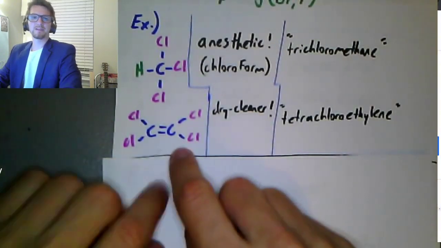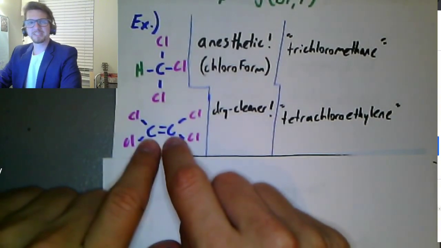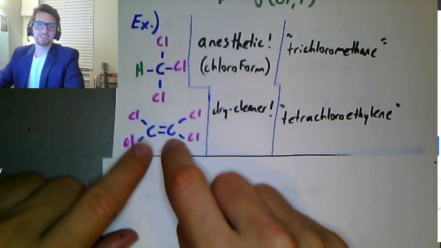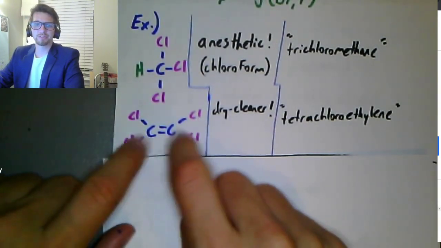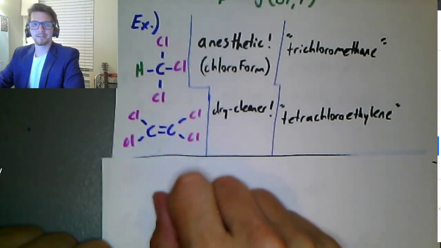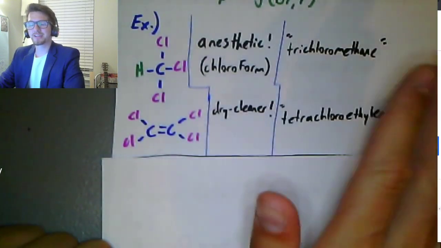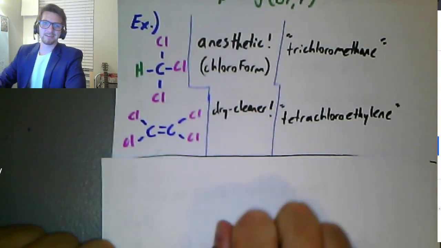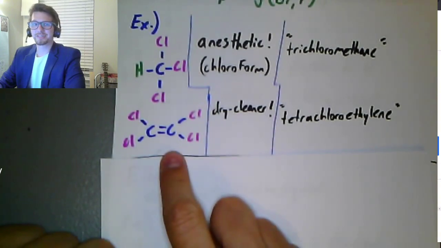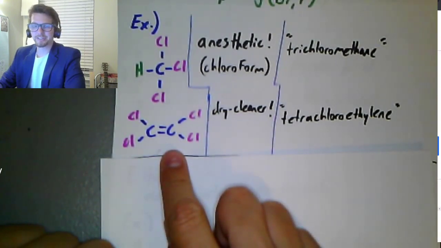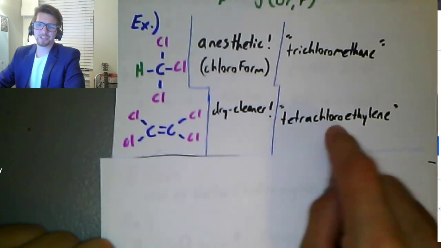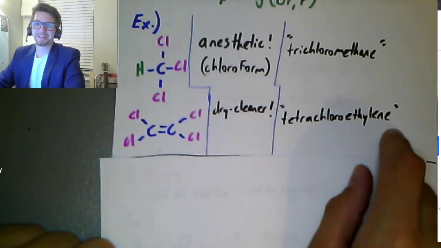This guy. We've got 2 carbons double bonded to each other, and then each carbon has some chlorines hanging out. So this guy is actually, if you've ever gotten your clothes dry cleaned, the chemical compound that's used largely to do that. And it's called tetrachloroethylene. What a name.